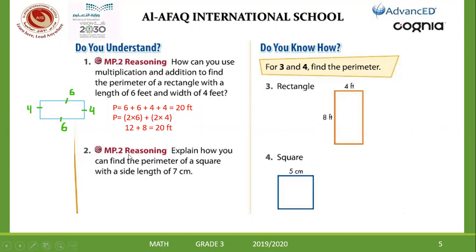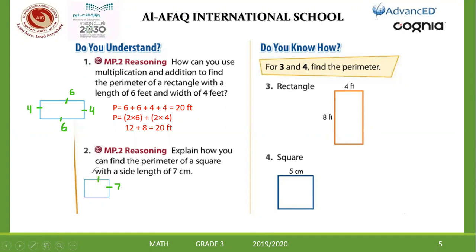Second example. Explain how you can find the perimeter of a square with a side length of 7 centimeters. Draw with me a square. If you have just a length of one side that is 7, how can you find all the lengths of the sides? So here, this side is 7. We have to remember with me first the property of the square, that all the sides are equal. So if you have the length of one side, you can get all the side lengths.